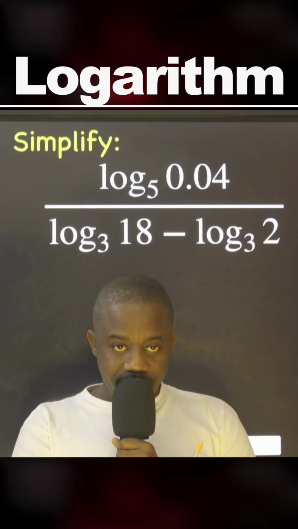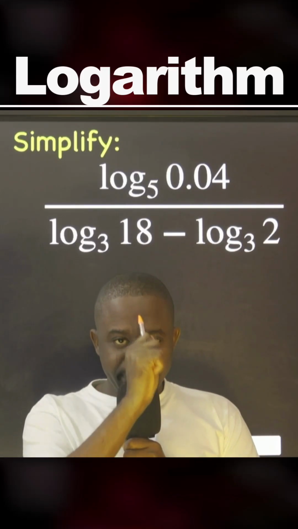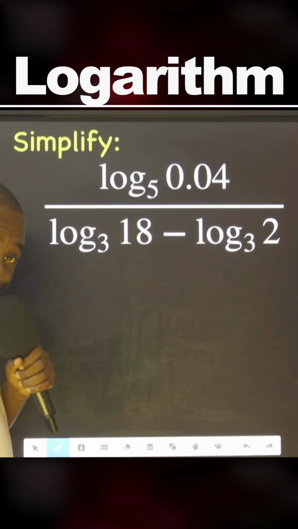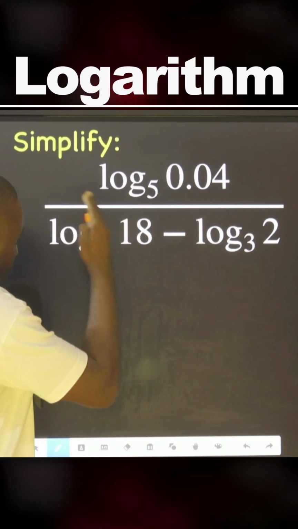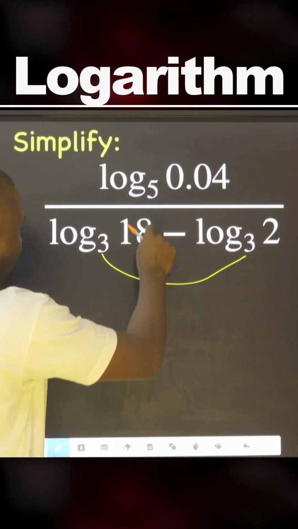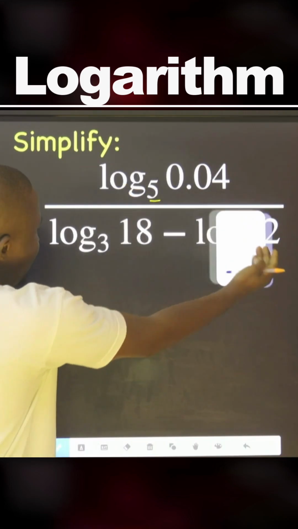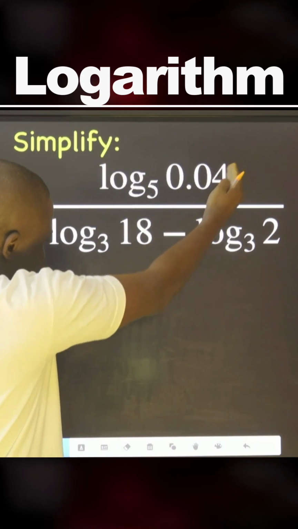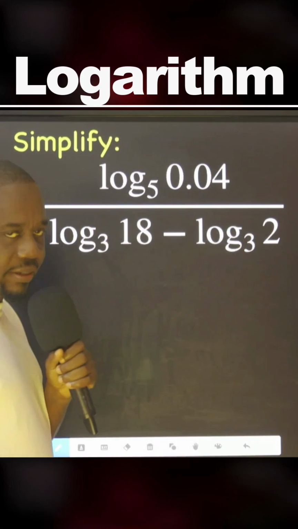Let's look at this. We are asked to simplify this. Okay? The first thing we need to do is to check if they all have the same base. These two have the same base, this one a different base. Okay? It means we solve this one differently, we solve these two differently. Okay?